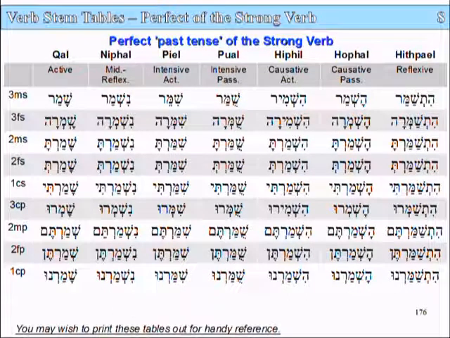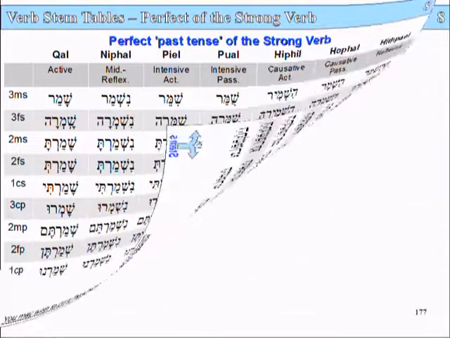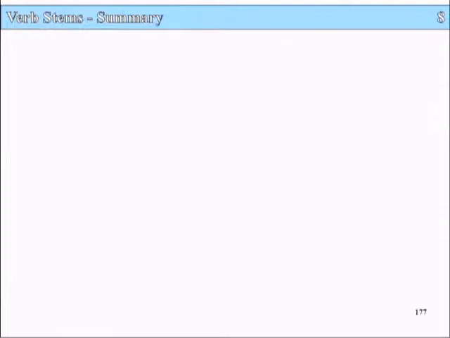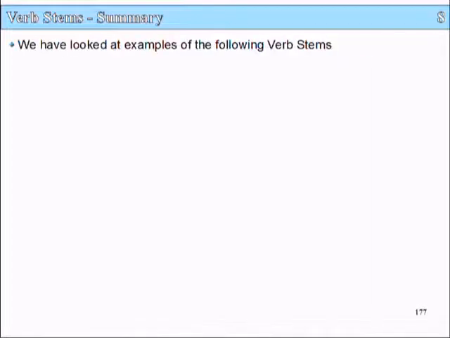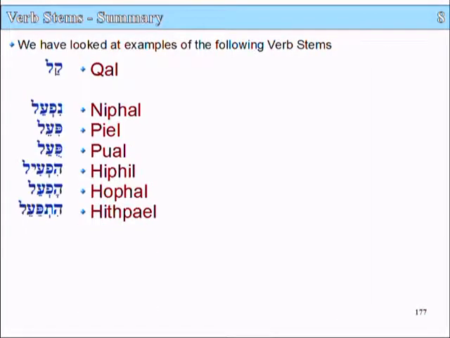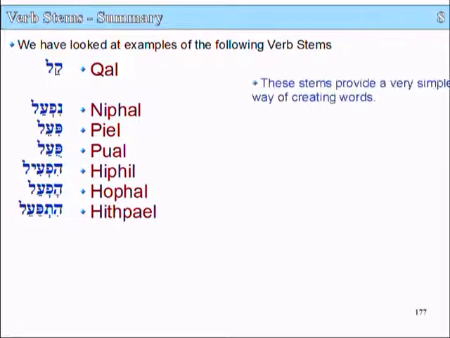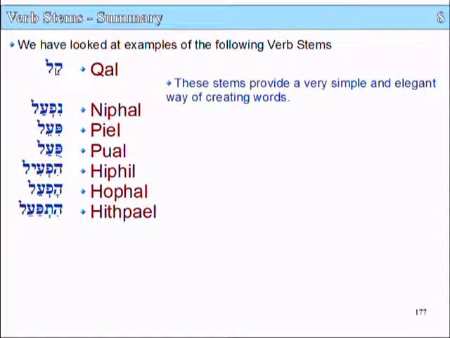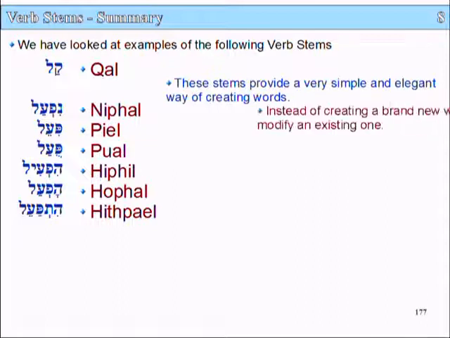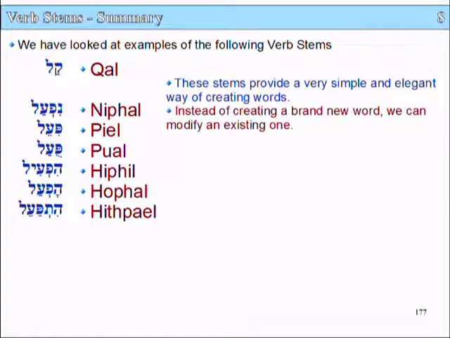And please feel free to print these tables out for handy reference. Slide 177, Lesson 8, Verb Stems Summary. We have looked at examples of the following verb stems: the Qal, the Niphal, the Piel, the Pual, the Hiphil, the Hophal, the Hithpael. These stems provide a very simple and elegant way of creating words. Instead of creating a brand new word, we can modify an existing one.